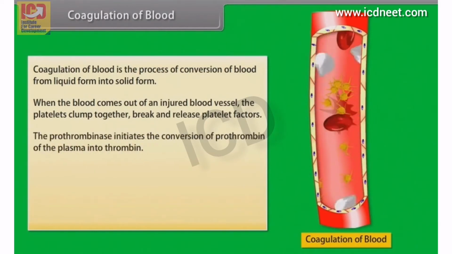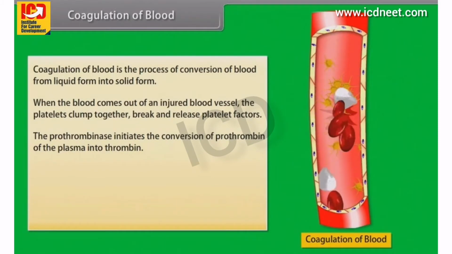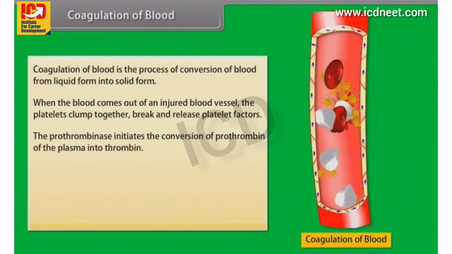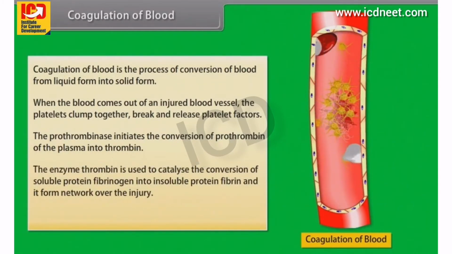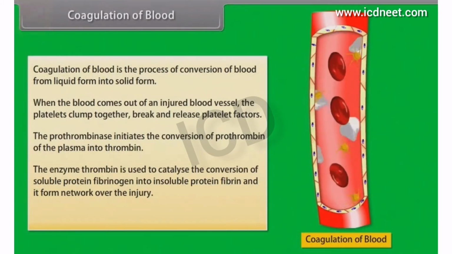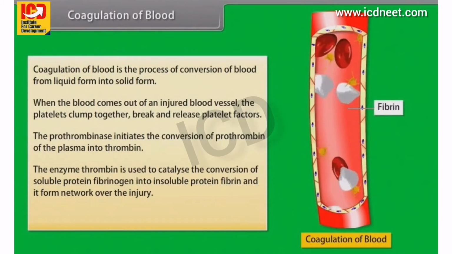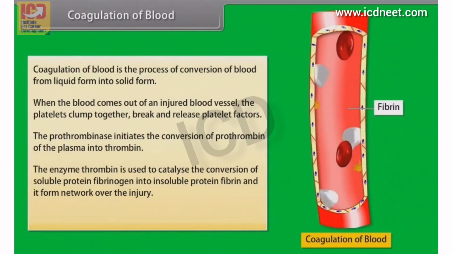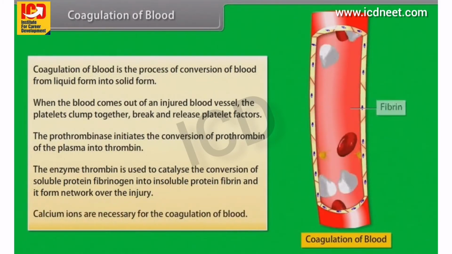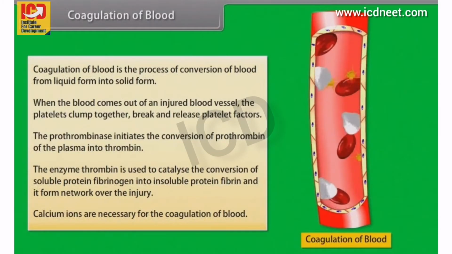The prothrombinase initiates the conversion of prothrombin of the plasma into thrombin. The enzyme thrombin is used to catalyze the conversion of soluble protein fibrinogen into insoluble protein fibrin, and it forms a network over the injury. Calcium ions are necessary for the coagulation of blood.